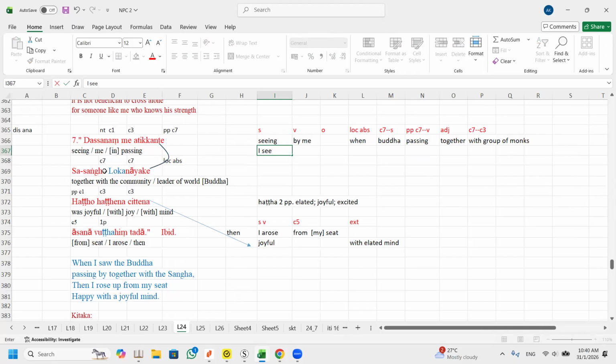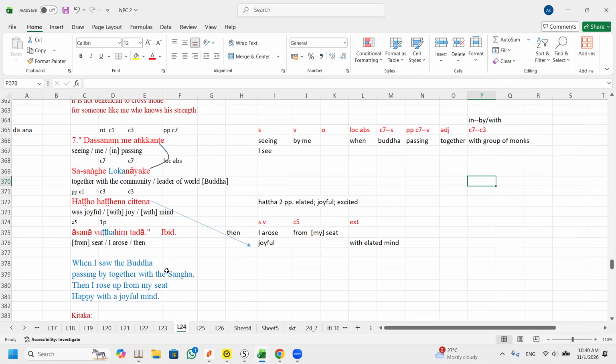Here is the locative. Can you see the locative? Normally in Pali the locative is interchanged with the instrumental. So the 'in' becomes with or by. By or with. So passing together with a group of monks. Sangha means a group, with community. So in this case, I refer to it as a monk with a group of monks. So this is how you translate. So these two, the top one plus this one, this is a translation.